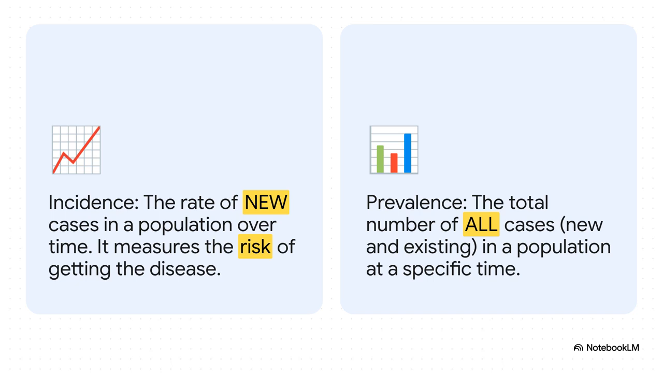Think of it this way. Incidence is all about speed. How many new cases are popping up? It tells you your risk of getting sick. Prevalence, on the other hand, is like a snapshot. How many people in total are sick right now? That measures the overall burden of the disease on a community.